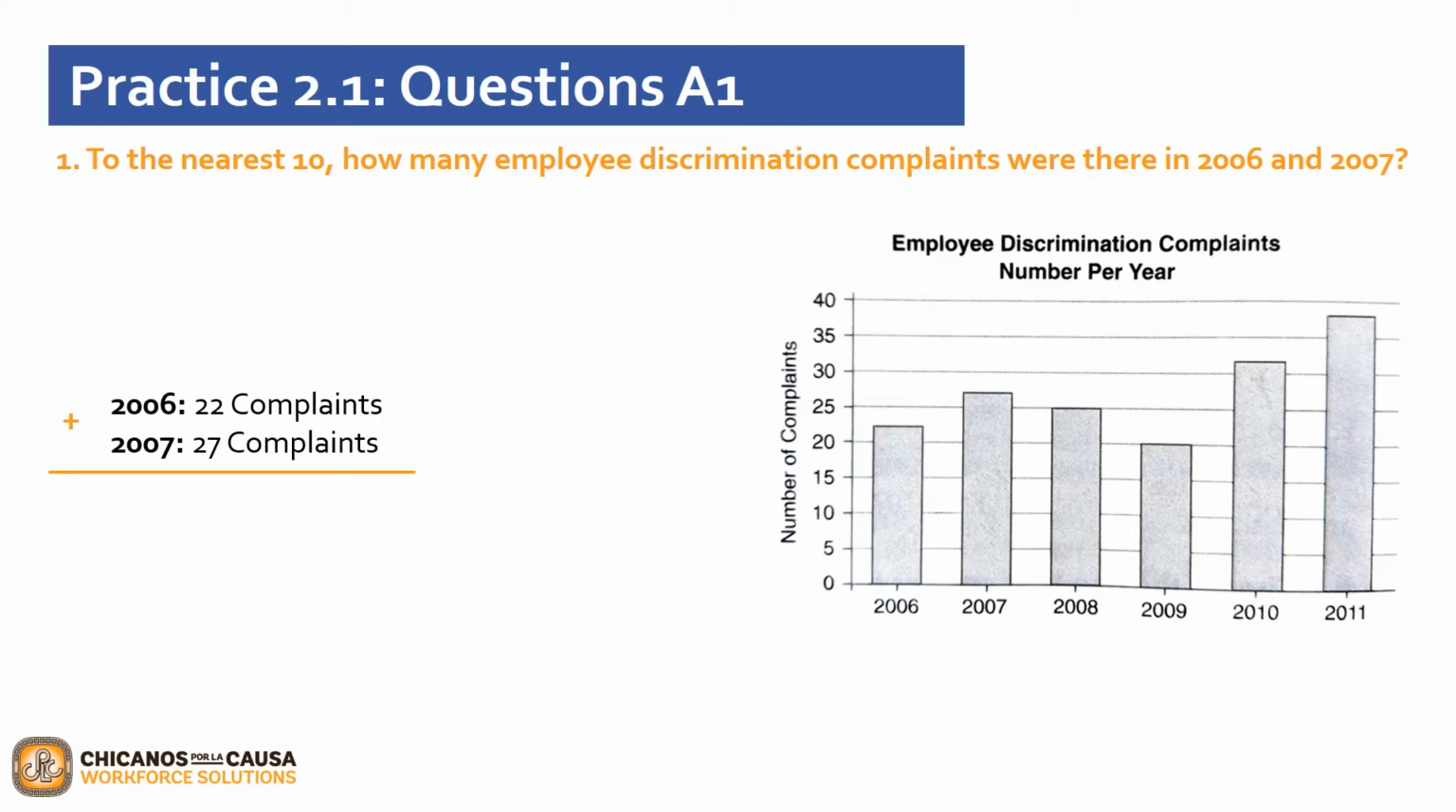If we add 22 complaints plus 27 complaints, that gives us a total of 49 complaints. Now we're going to want to round to the nearest 10. Because this answer is 49, the closest 10 to round it to would actually be 50. So our final answer is going to be 50 complaints.